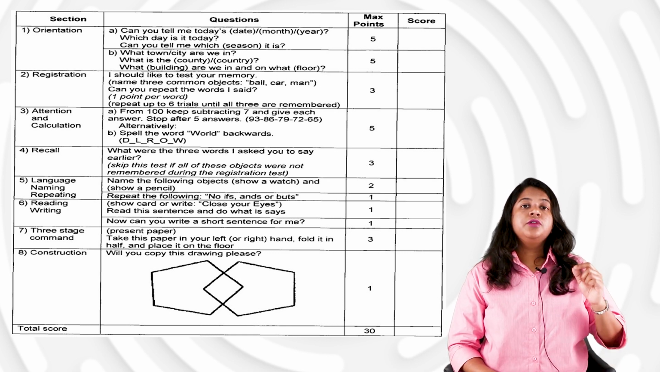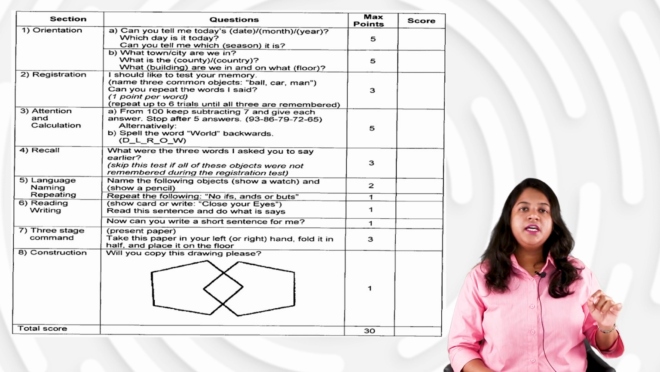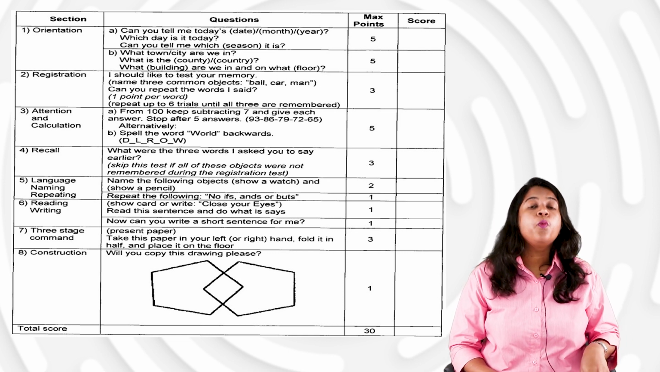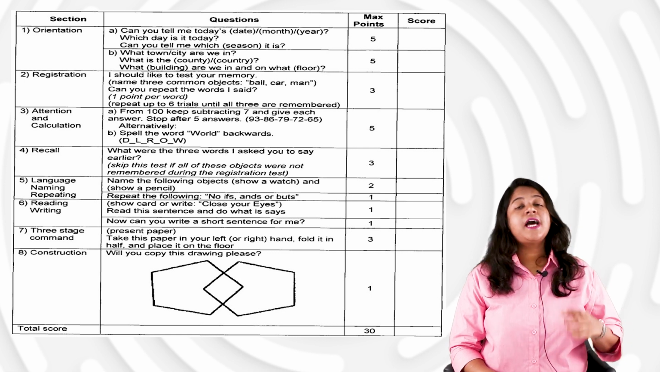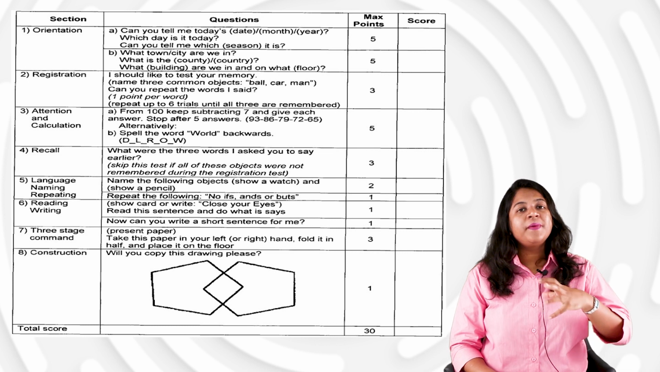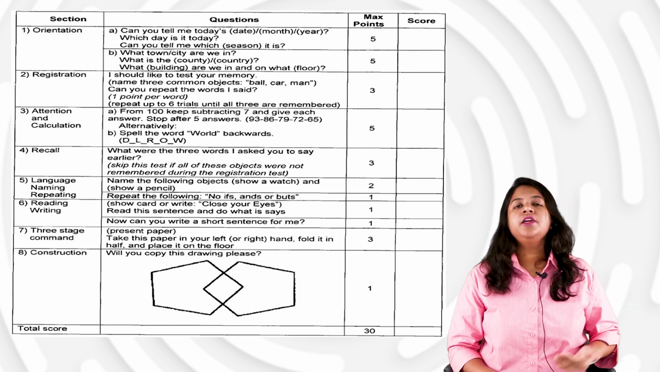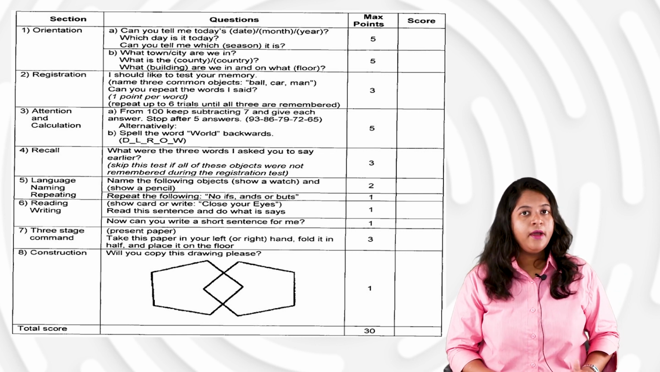Next, you will ask the patient to repeat whatever you are saying. This particular question carries 1 mark. For example, you say, "No ifs, ands or buts." The patient has to repeat the same thing.